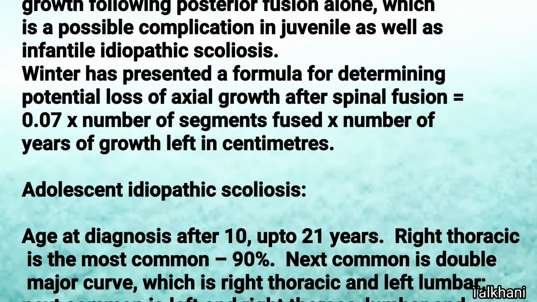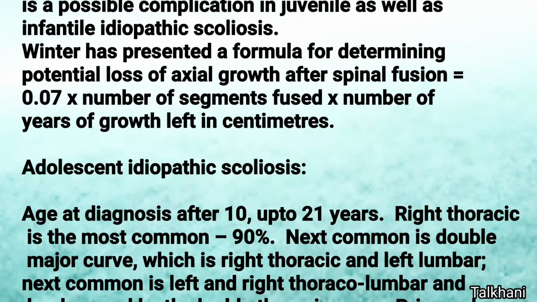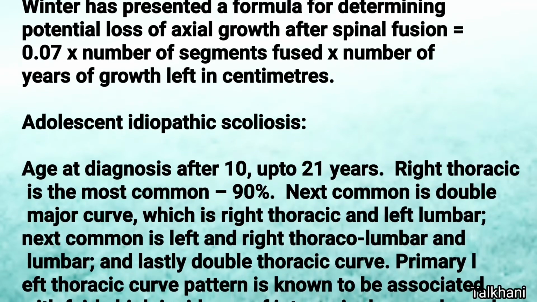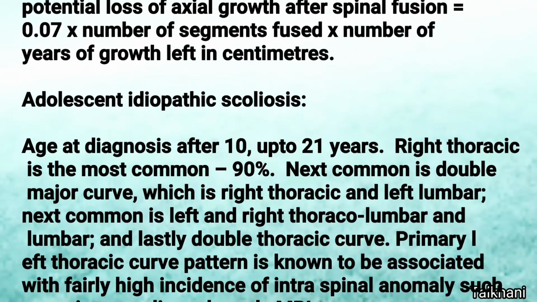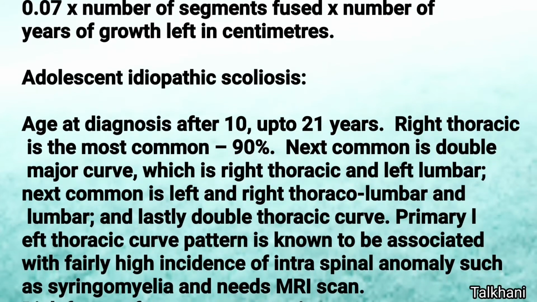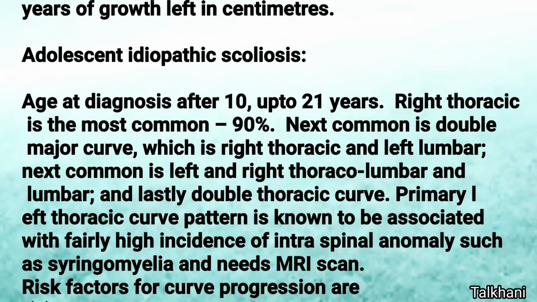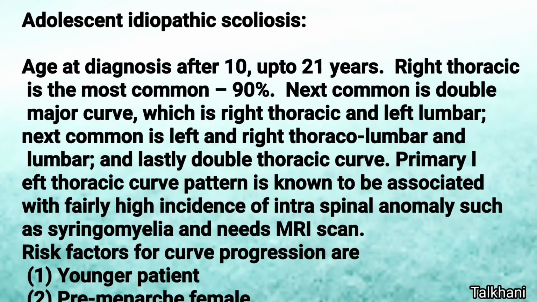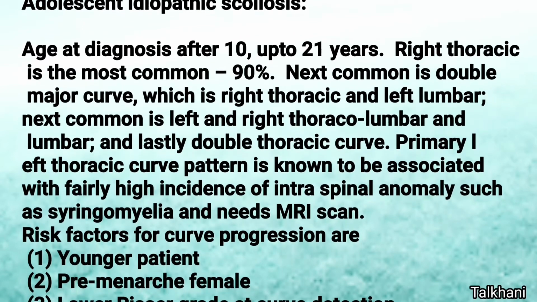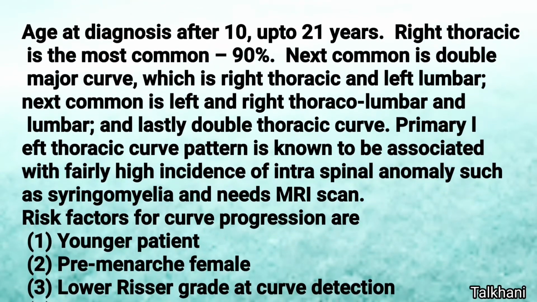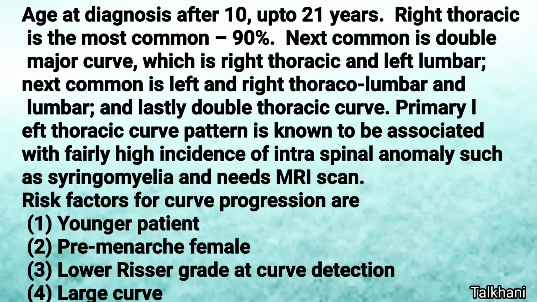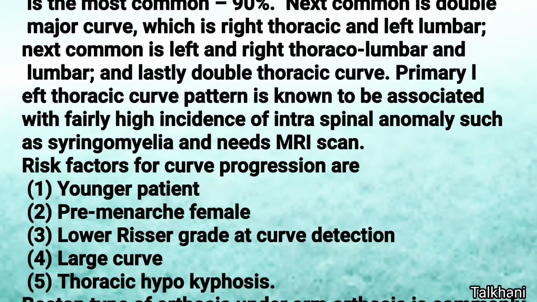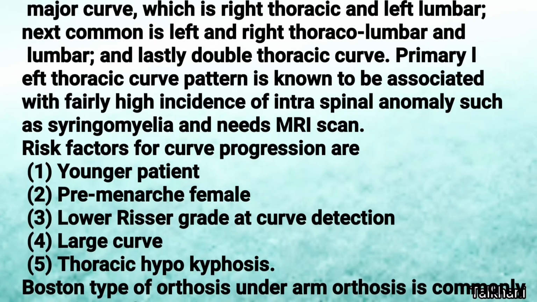Winter has presented a formula for determining potential loss of axial growth after spinal fusion, which is 0.07 multiplied by number of segments fused multiplied by number of years of growth left, in centimeters. In adolescent idiopathic scoliosis, right thoracic curve is most common, which is 90%. Next common adolescent idiopathic curve is double major curve, which is right thoracic and left lumbar. Third most common idiopathic adolescent curve is thoracolumbar and lumbar, and lastly double thoracic curve.